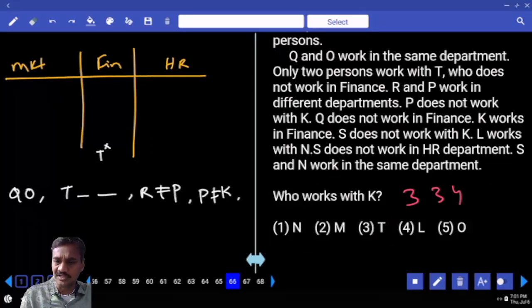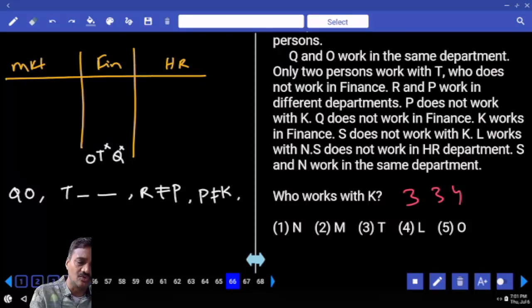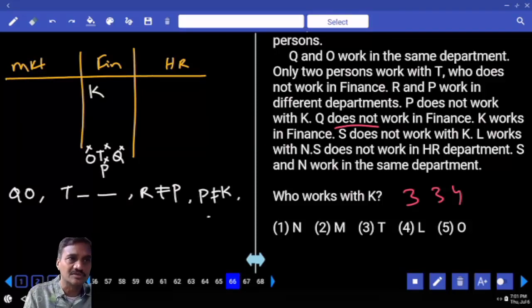Q does not work in finance, so Q cannot be at this place. If Q cannot be here, O also cannot be here, because Q and O must be together in the same department. K works in finance. As K is here, P cannot be along with K. P cannot be at this place. Are you getting this or not?